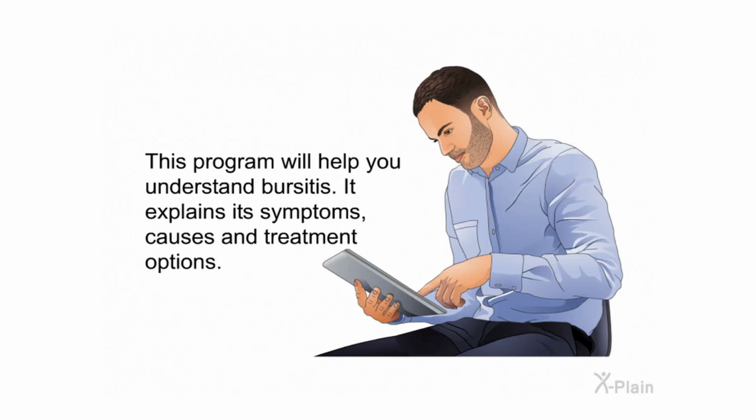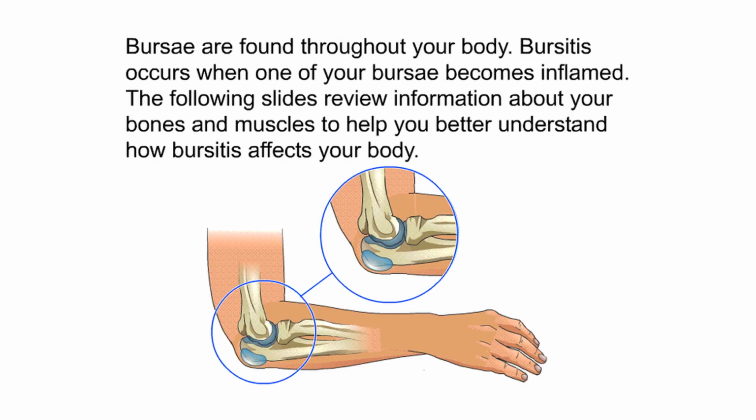This program will help you understand bursitis. It explains its symptoms, causes, and treatment options. Anatomy. Bursae are found throughout your body. Bursitis occurs when one of your bursae becomes inflamed. The following slides review information about your bones and muscles to help you better understand how bursitis affects your body.